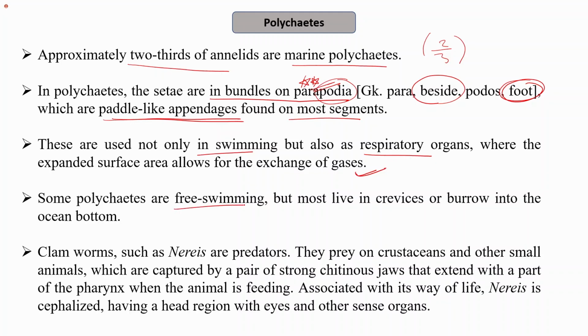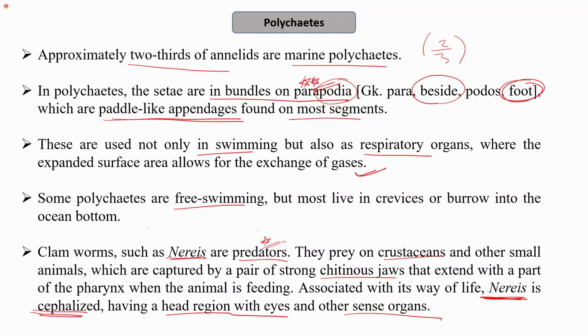Some polychaetes are free swimming, but most live in crevices or burrow into the ocean bottom. Clamworms, for example Nereis, are predators. Most of the polychaetes are predators as well. Nereis preys on crustaceans and other small animals, which are captured by a pair of strong chitinous jaws that extend with the pharynx when the animal is feeding. Associated with its way of life, Nereis is cephalized. That is, it has a brain and a head region with eyes and other sense organs.